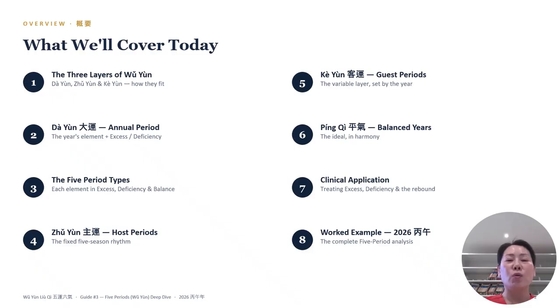Fourth, the Zhu-Un, the fixed host period, the steady seasonal rhythm. Fifth, the Ke-Un, the guest periods that change year to year. Sixth, Ping Qi, the balanced years, the ideal. Seventh, how all of this turns into real treatment. And eighth, the full worked example for 2026. Each step builds on the last, so let's take them in order, starting with the big picture.